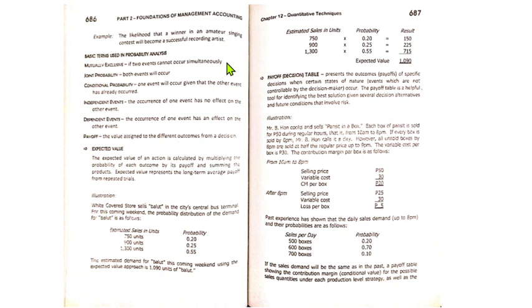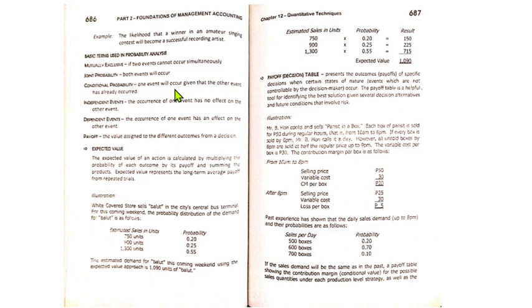The joint probability is if both events will occur. So pwedeng simultaneous nagaganap itong mga ganitong klaseng events. For example, in a day, pwedeng pupunta ka sa mall and then kakain ka sa fast food. So pwedeng nasa mall ka at nasa fast food ka at the same time, that can be a joint probability. So ganon. Conditional probability, one event will occur given that the other event has already occurred.